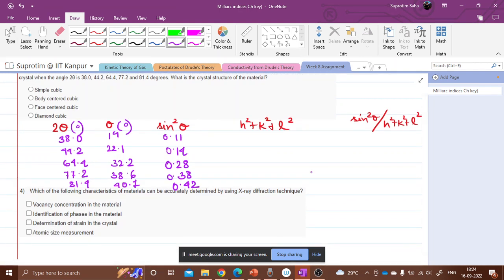So for simple cubic, you have to deal with 1, 2, 3, 4, 5. All right. Okay. So what happens is that if you divide 0.11 by 1, 0.14 by 2, so basically what you have is lambda by a whole squared. So you have your... so let me just check if I have done correctly.